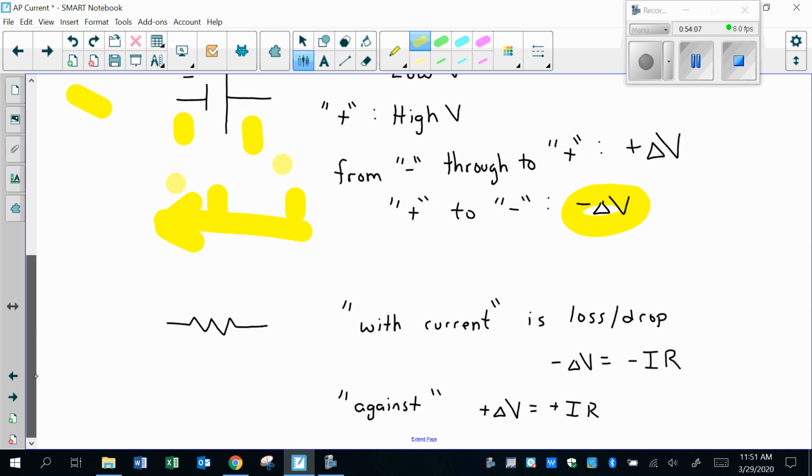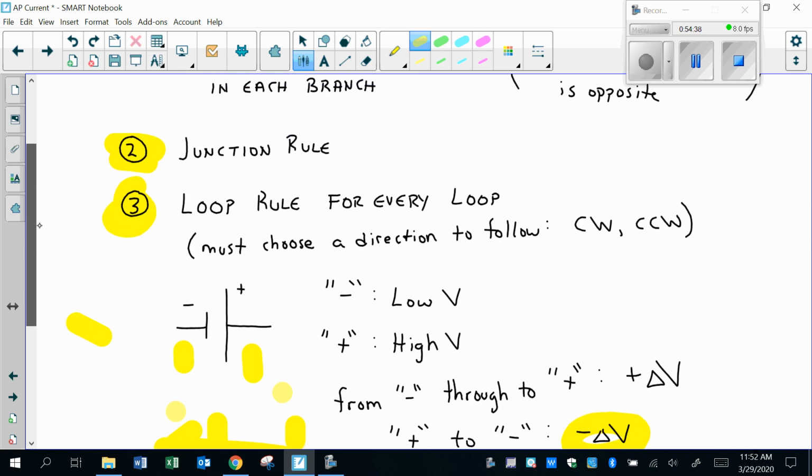When it comes to current, think about a river and elevation. Rivers always flow from a high elevation to a low elevation. So if this is my resistor here, if my current is going this way, then when I go through my resistor, I have a drop, a loss. So if I'm going with the current, I'm going to have a drop or a negative change, which is going to be a negative I times R.